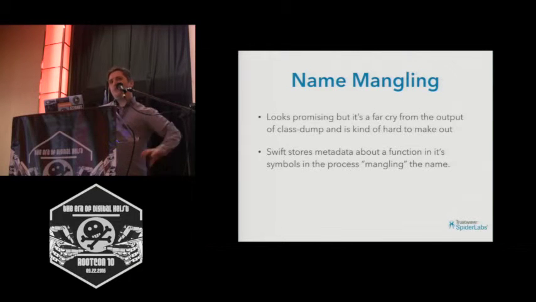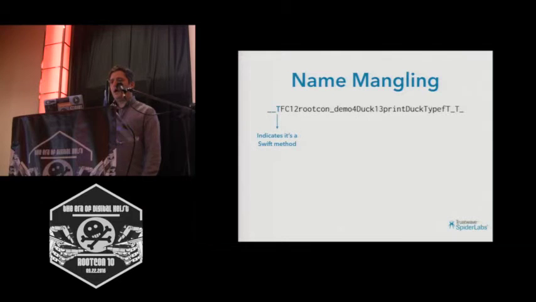The reason it looks like that is Swift stores metadata about a function and its symbols, and in the process it mangles the name. Very similar to C++ or whatever. So let's try and break it down a little bit. The _T indicates that it's a Swift method. The capital F indicates that it's a function. The C indicates that it's a function of a class.